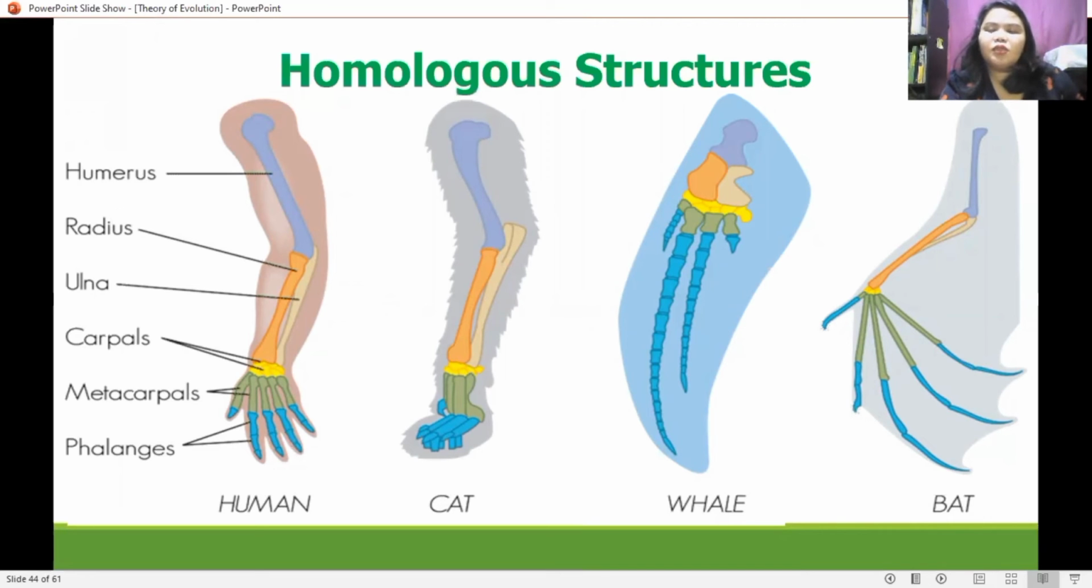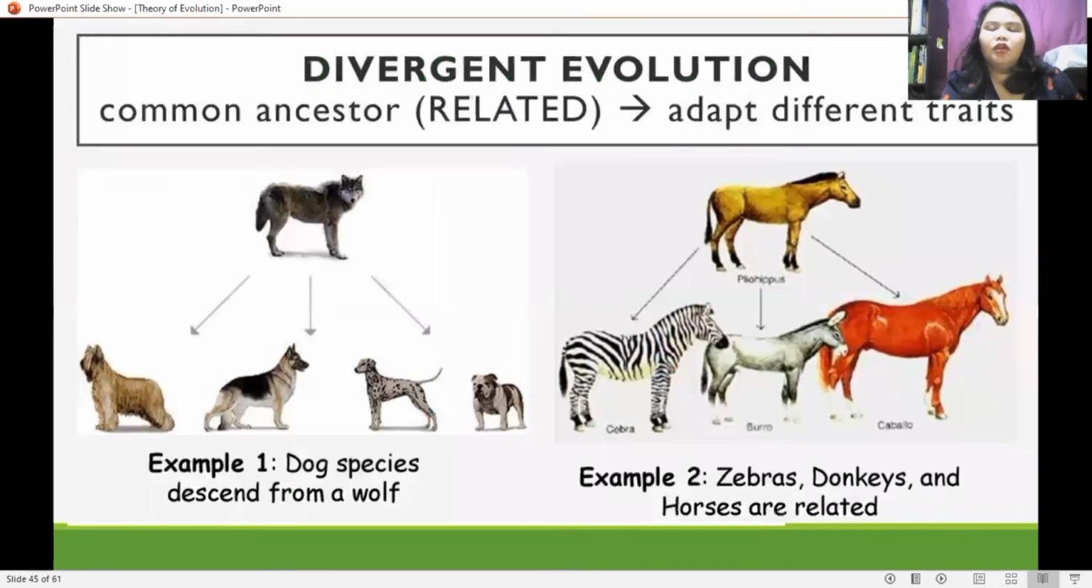This homologous structure is related to divergent evolution, in which the common ancestor adapted different traits. So, for example, the common ancestor of the dog species is the wolf, and the Chihuahua, for example, descended from the wolf. Another example, we have here the zebras, donkeys, and horses that are related to a common ancestor.